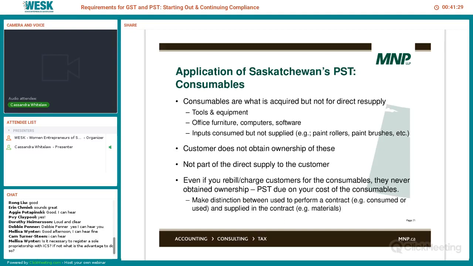An example of an input consumed but not supplied would be if you've hired somebody to paint your wall. The paint is something that you now take ownership of. It's on your wall, and so that is a resupply. However, any paintbrushes, paint rollers, tape, anything like that, the consumer doesn't actually take possession of those. They're just used up in the provision of the service. So those are what's considered consumables. And with consumables, you need to pay PST on any consumables that you've used in your business.